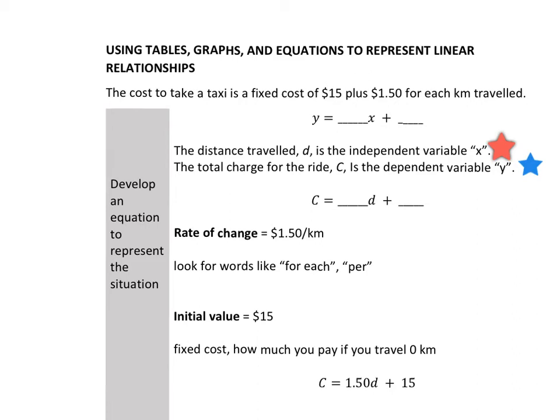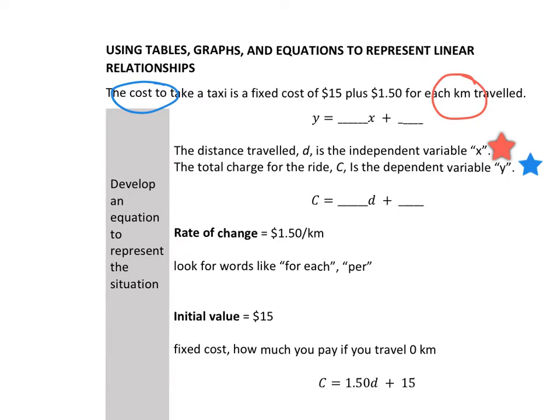We are going to look at an example of using a table, a graph, and an equation to represent a linear equation in a word problem. The cost to take a taxi is a fixed cost of $15 plus added on is $1.50 for each kilometer the passenger travels. What you'll notice is that this question talks about the distance traveled and the cost of taking the taxi. These are going to be the independent and the dependent variable in our word problem.